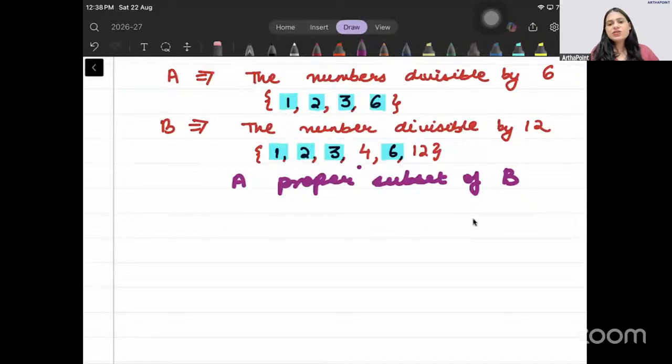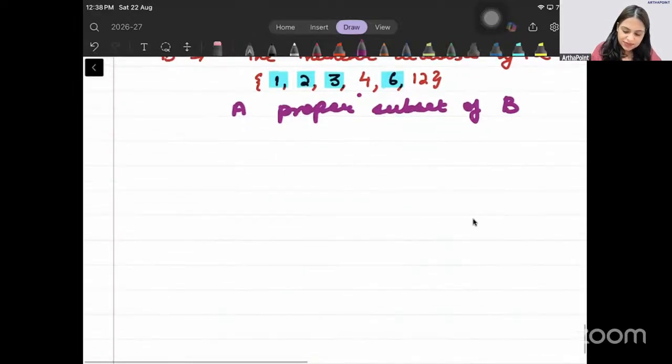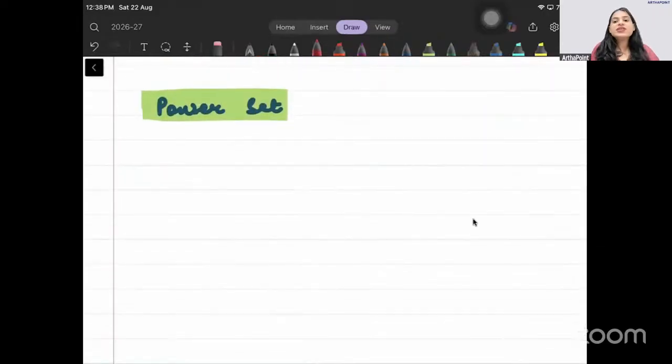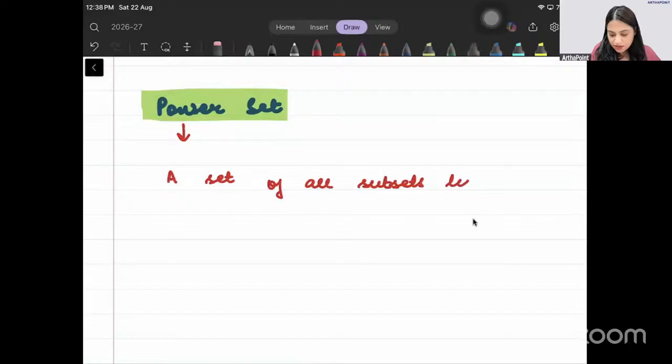So when the two are equal, we don't say equal subset. We simply say equal set. Okay. So now let's talk about something called a power set. What is a power set? A power set is a set of all subsets listed together. ध्यान से देखना what I am doing.